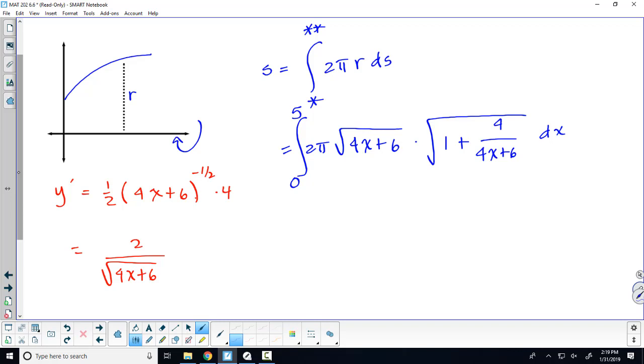All right, so now it's just a matter of integrating carefully. So notice this right here, the inside of that square root: when we combine the square roots, that quantity gets distributed to the 1, and it's going to get distributed to this fraction. When it gets distributed to that fraction, it's just going to wipe out that denominator. So we end up with the square root of 4x plus 6 plus 4.